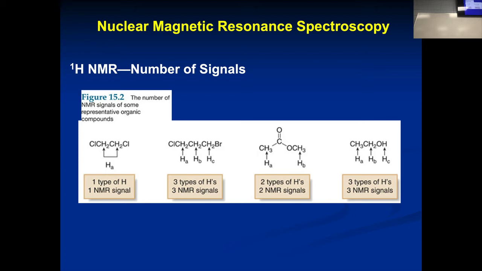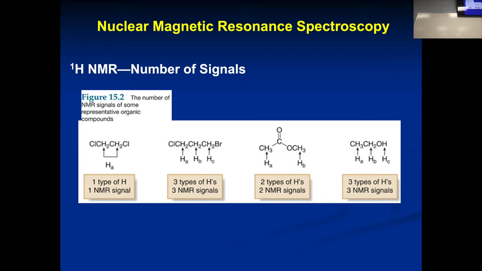Okay? And then for our good friend ethanol, I'm going to see three types of signals. Right? OH will show up as a signal, HB will show up, and the CH3 or HA as they have them listed there will also show up. There are three different types of signals.